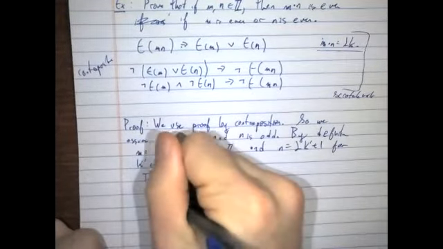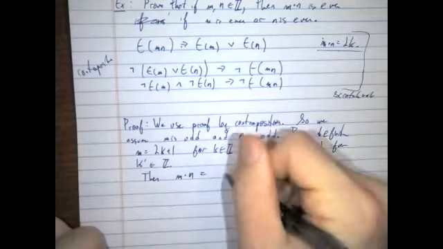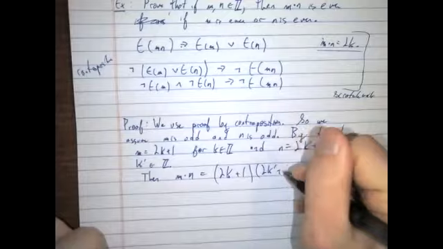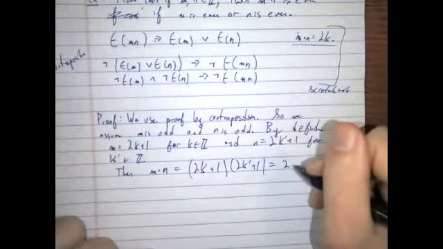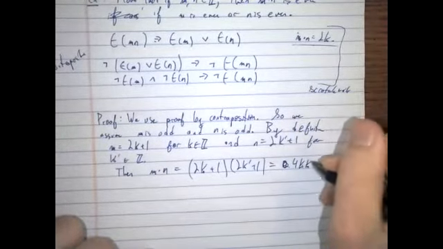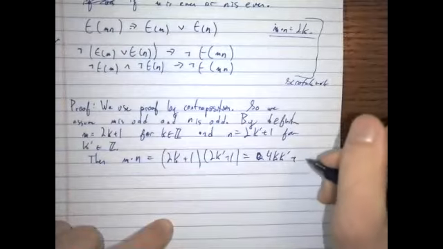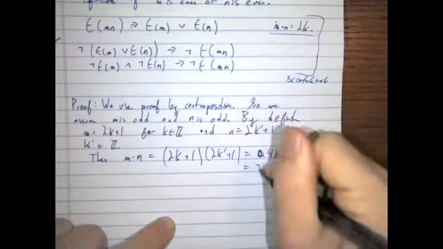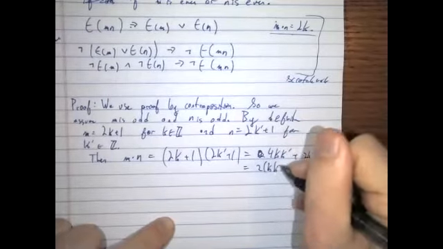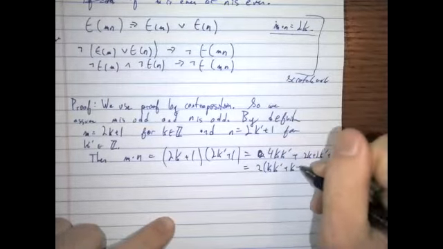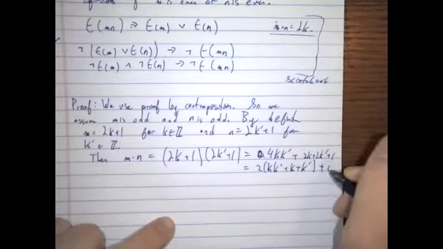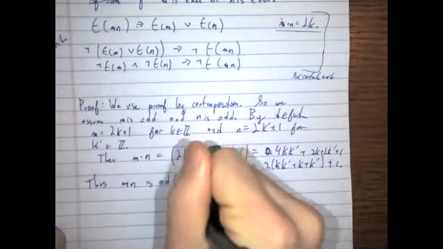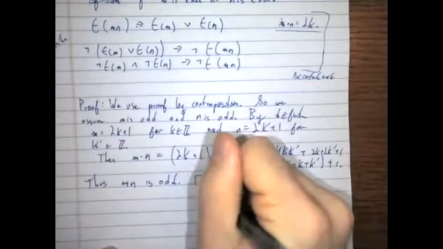But then M times N is equal to 2K plus 1 times 2K prime plus 1, which is equal to 4K K prime plus 2K plus 2K prime plus 1, which is equal to 2 times (2K K prime plus K plus K prime) plus 1. Thus, MN is odd. QED.